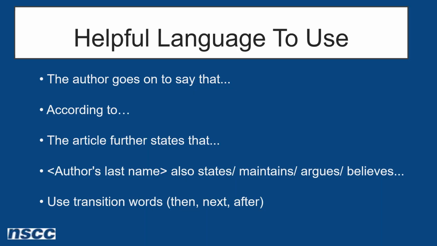Here is some helpful language that you can use when writing a summary. The author goes on to say that, or according to. The article further states that. Author's last name also maintains, states, argues, believes that. And try to use transition words or signals like then, next, and after. This will help the reader know which order has been used and will help them understand the information more accurately.